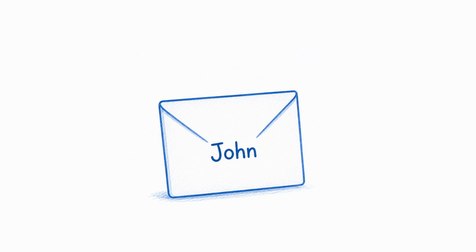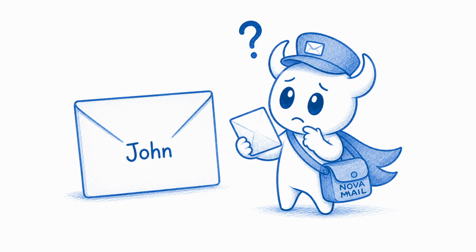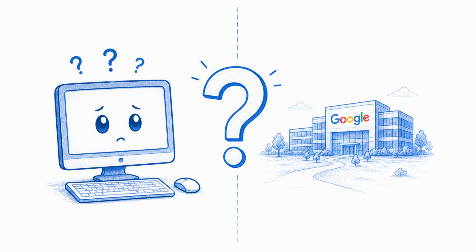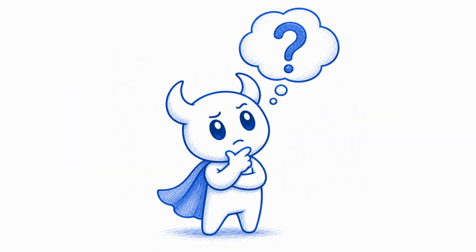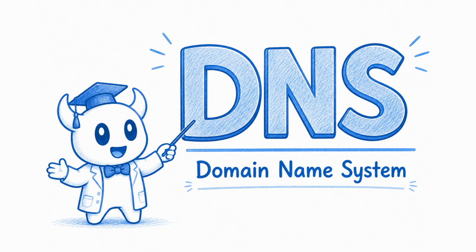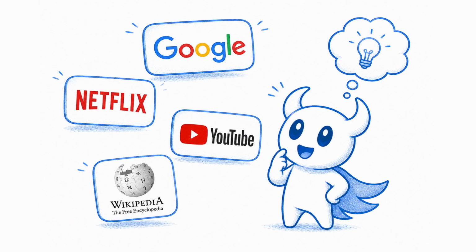It's like writing John on an envelope without an address and somehow expecting the mail carrier to know exactly where to deliver it. So how does your computer know where Google actually lives? The answer is something you've probably used thousands of times without ever noticing. It's called DNS. Humans love names. Google, YouTube, Netflix, Wikipedia. Names are easy to remember.